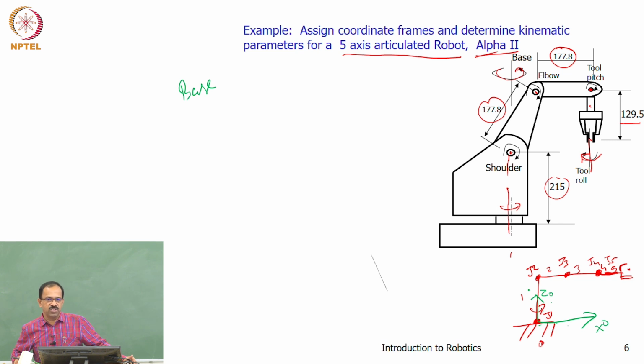So what will be the y axis? How do you get the y axis? Basically on the right hand coordinate frame. So this is x, this is z, so this is y, right? So it will be inside. So I will put it as x0, y0, z0. Done.